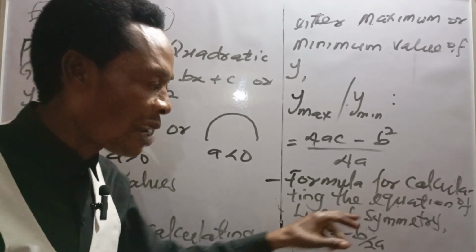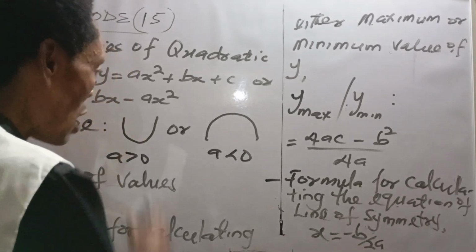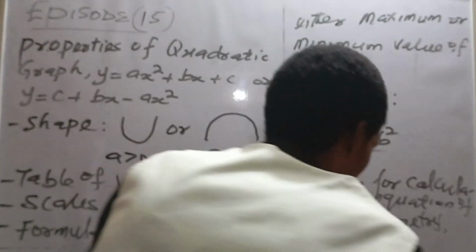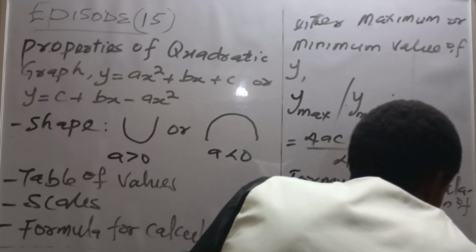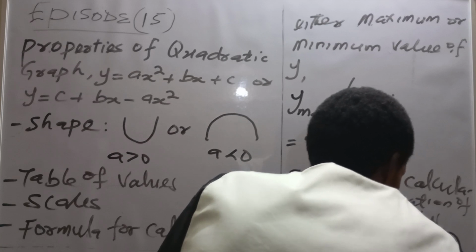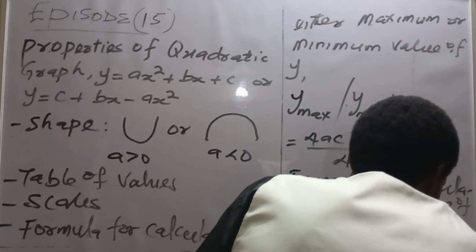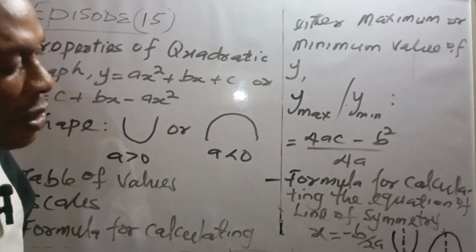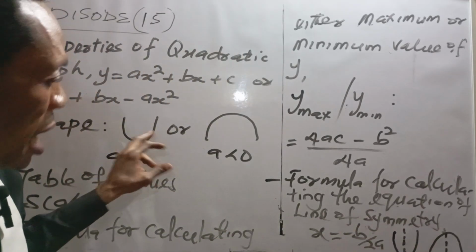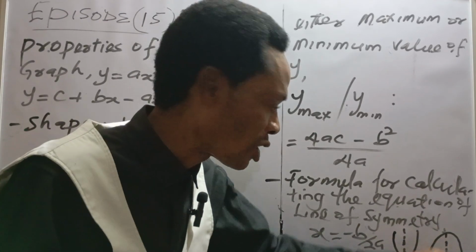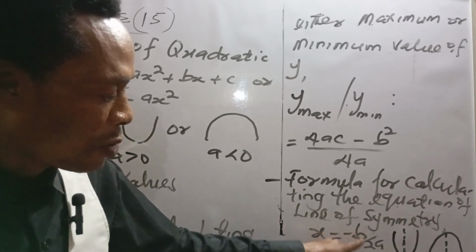And what is the equation of line of symmetry? A line of symmetry is a line that divides either the U-shape curve, this is your U-shape, this is your N-shape, into two equal parts. Okay, this is your line of symmetry. A line of symmetry is a line that divides this U shape, or this N shape parabola, into two equal parts. And this is the formula, which is x equals minus b over 2a.